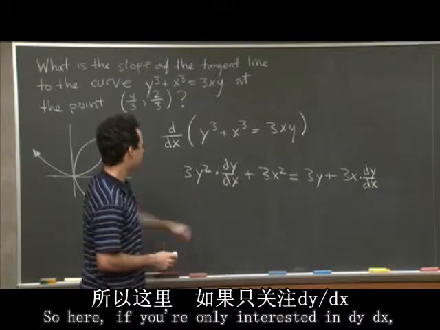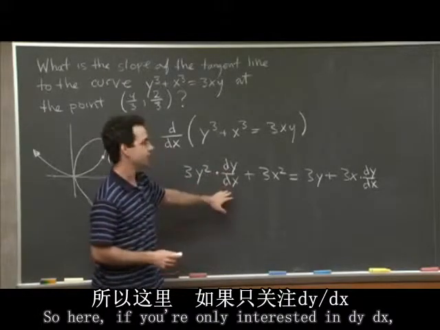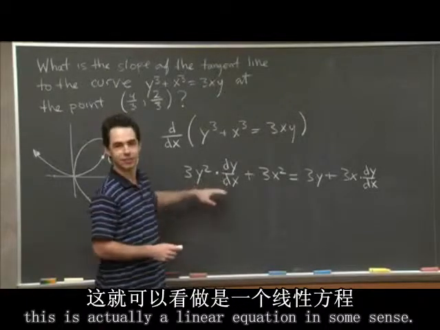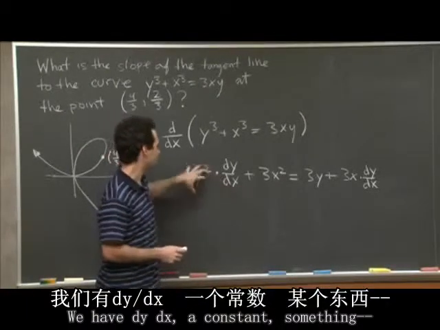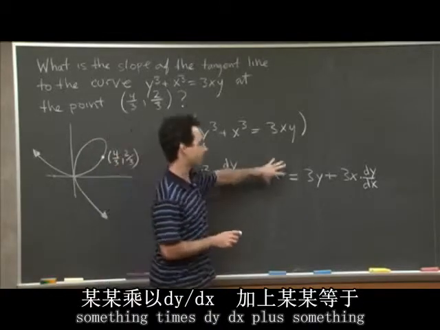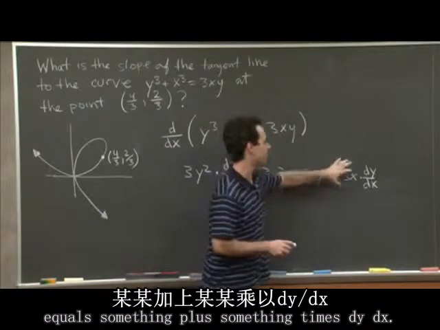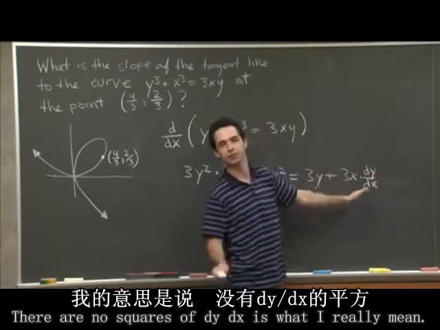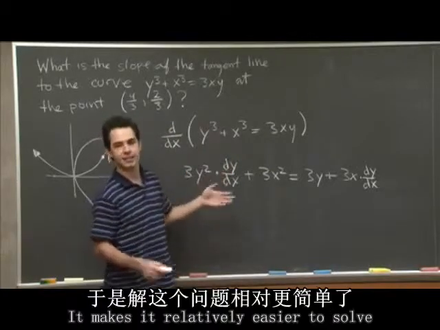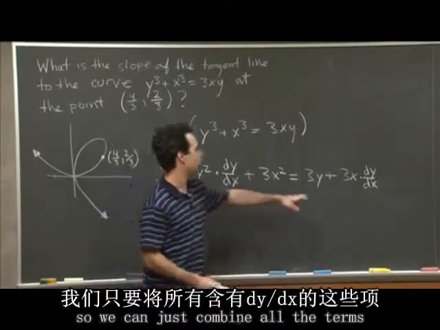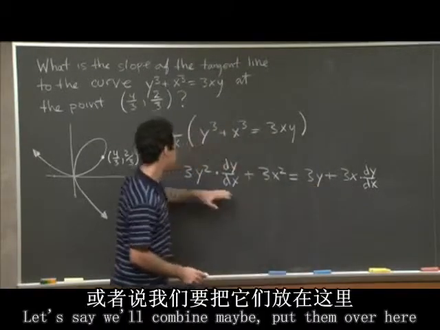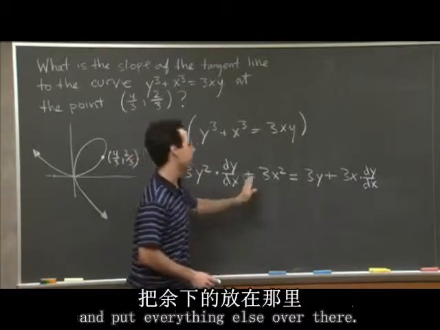If you're only interested in dy/dx, this is actually a linear equation in some sense, right? We have something times dy/dx plus something equals something plus something times dy/dx. There are no squares of dy/dx is what I really mean. So that's nice. It makes it relatively easier to solve, so we can just combine all the terms with dy/dx in them. Let's put them over here and put everything else over there.